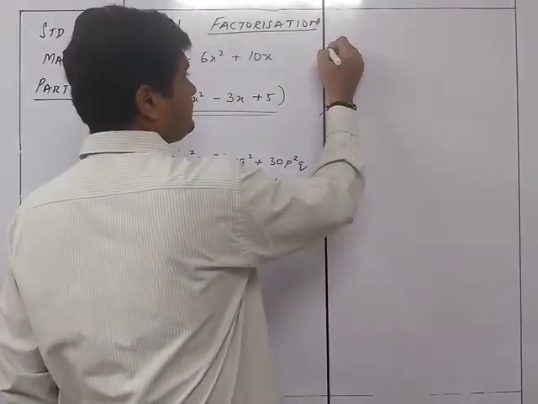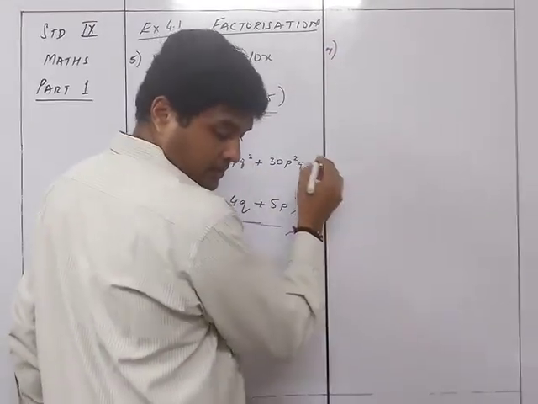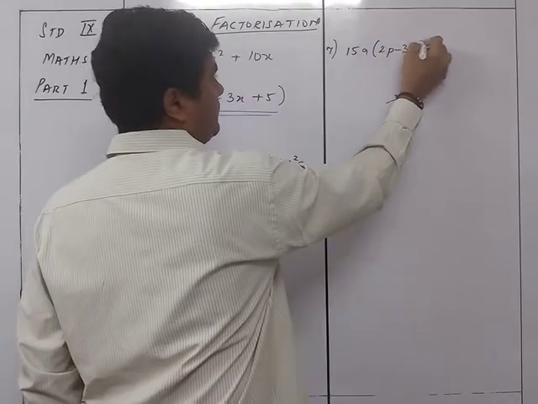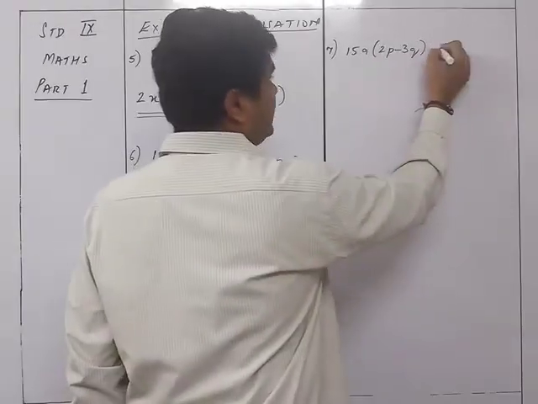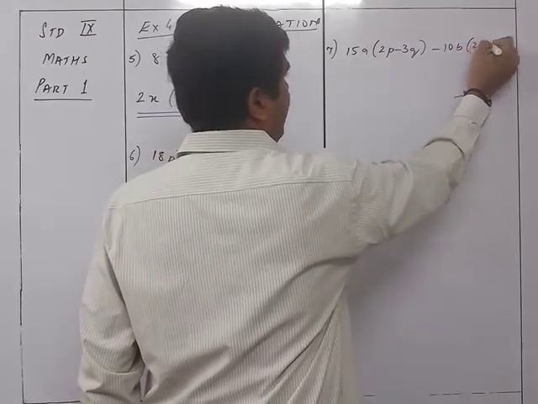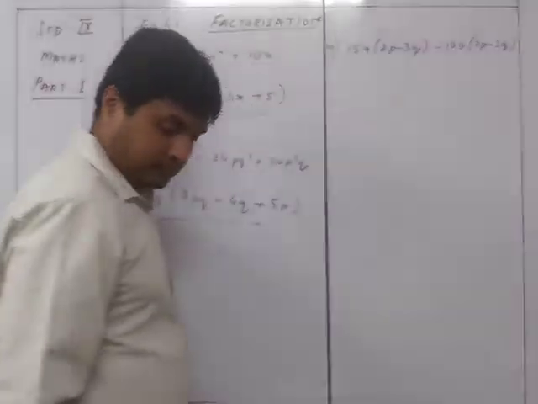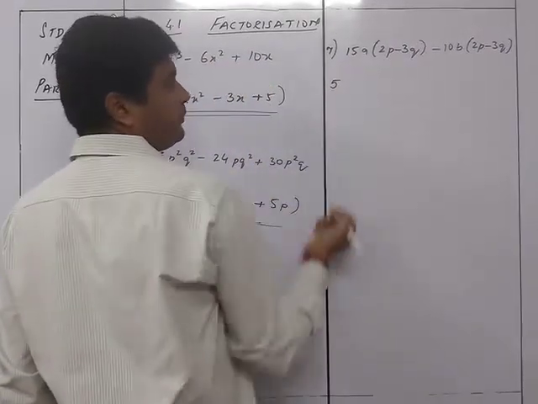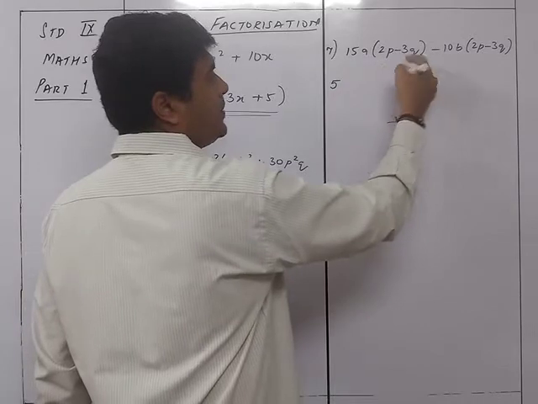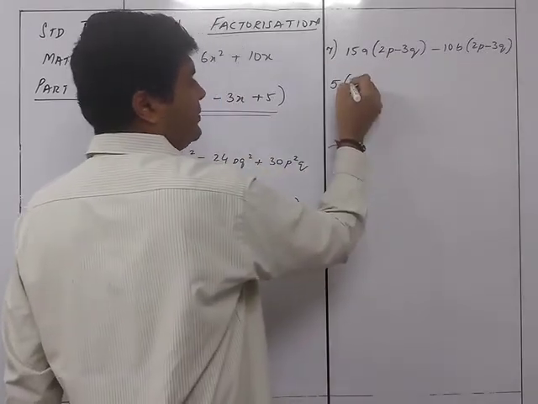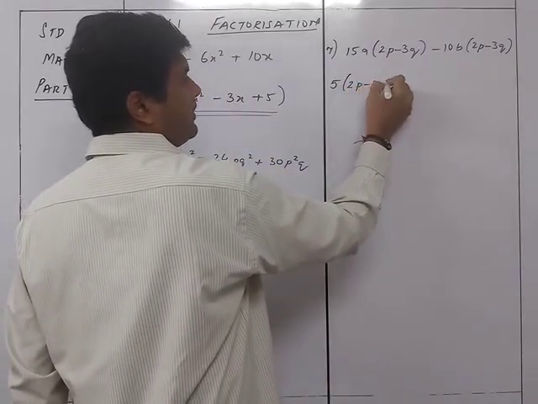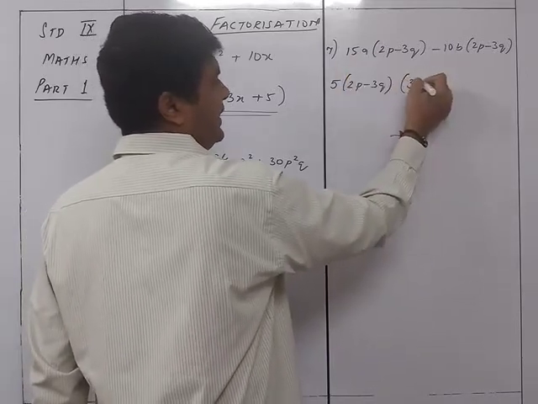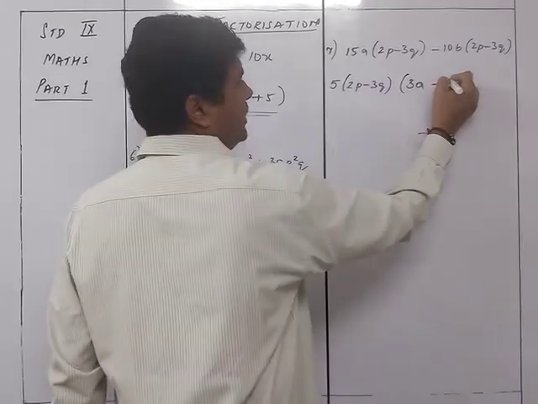Sum number 7. That is 15a(2p minus 3q) minus 10b(2p minus 3q). First of all, between 15 and 10, you know that 5 is going to be common. Then this whole bracket and this whole bracket is common, so you will take it as common. Once you take it as common, what is going to remain here will be just 3a, and here 2b.